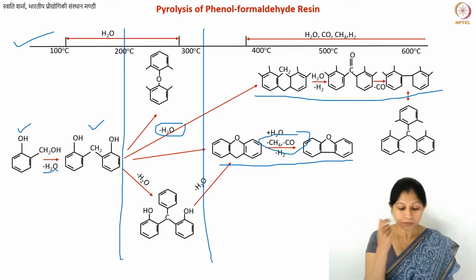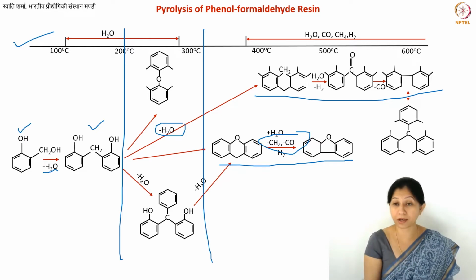Remember that carbon monoxide, carbon dioxide, and methane are also very stable hydrocarbons. So whenever they get a chance, they will be formed. And when I say they are stable, that means they have a very negative enthalpy of formation. So this is also very important for us to understand.